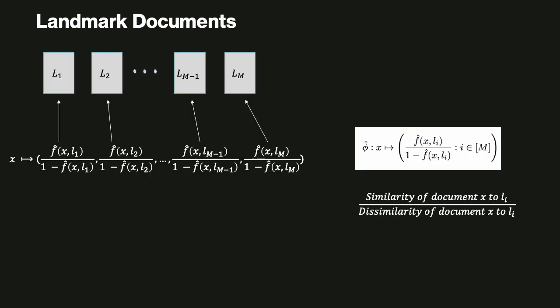And so here's how that looks like. So we have a set of size M of the landmark documents, and we want to create a latent representation of any document X. And the way we do that is we compare the document X to each landmark document. And so for example, for landmark document Li, we first compute the similarity of document X to Li, and then we also compute the dissimilarity. We take that ratio, and we do this for M landmark documents, and we're left with an embedding vector for that document X.